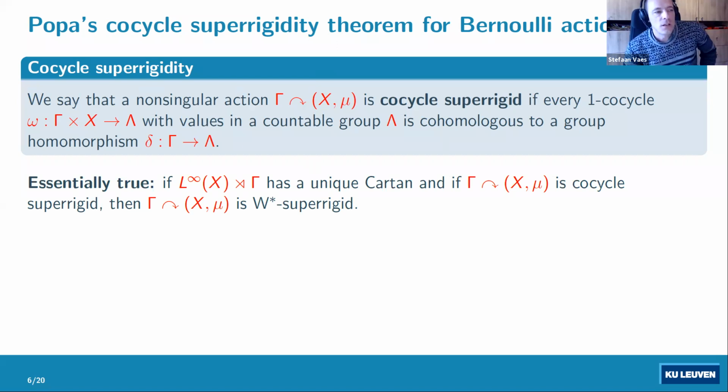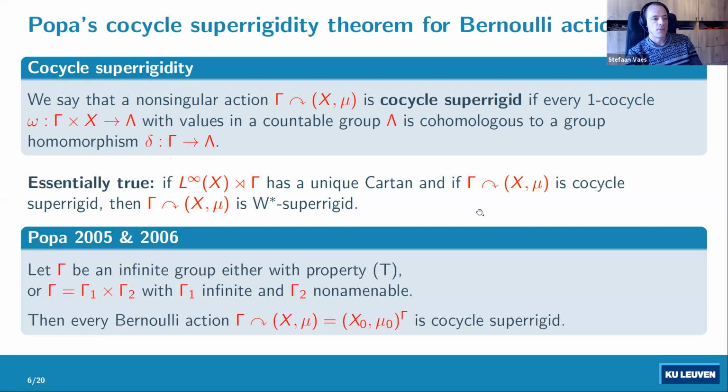And again, the essential is hiding certain amplification issues. If you can prove both at the same time, if you can settle the uniqueness of Cartan problem, and if you can prove Cocycle superrigidity, then you have proven that the entire group action can be recovered from the ambient von Neumann algebra. Now, the famous theorem of Sorin Popa from 2005 and 2006 is that exactly the actions that we were looking at before, namely Bernoulli actions of either property T groups or non-trivial product groups, are Cocycle superrigid.